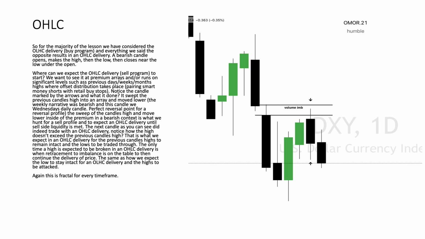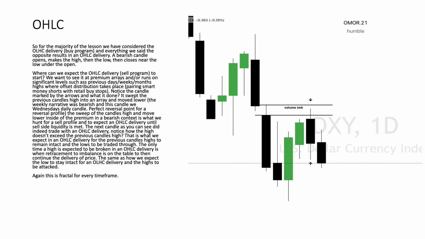Notice the candle marked by the arrows and what it did, right? It swept the previous candle's high into an array and moved lower. The weekly narrative was bearish and this candle was Wednesday's daily candle, right? A perfect reversal point for a reversal profile, given your weekly profile, Wednesday can reverse, midweek reversal. The sweep of the previous candle's high and move lower inside of the premium in a bearish context is what we hunt for a sell profile and to expect an open high low close delivery until sell side liquidity is met.